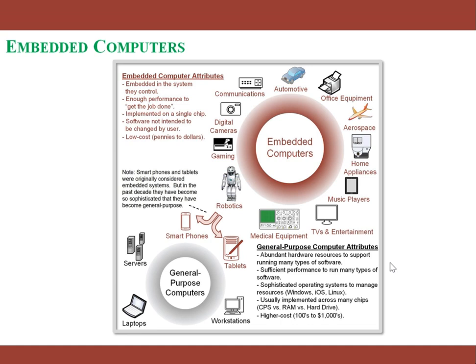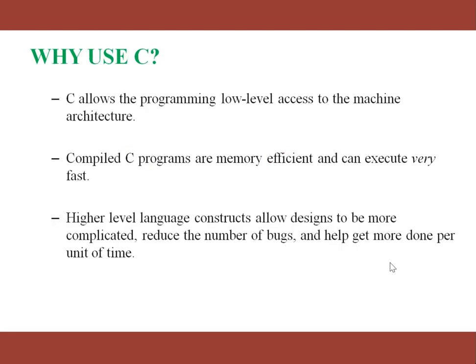However, when we compare general purpose computers and embedded computers, we often by mistake consider smartphones and tablets as embedded systems, because originally they were considered embedded systems. But in the past decades they have become so sophisticated that they have become general purpose. Many tasks can be performed using smartphones and tablets, so we keep them in the category of general purpose computers.